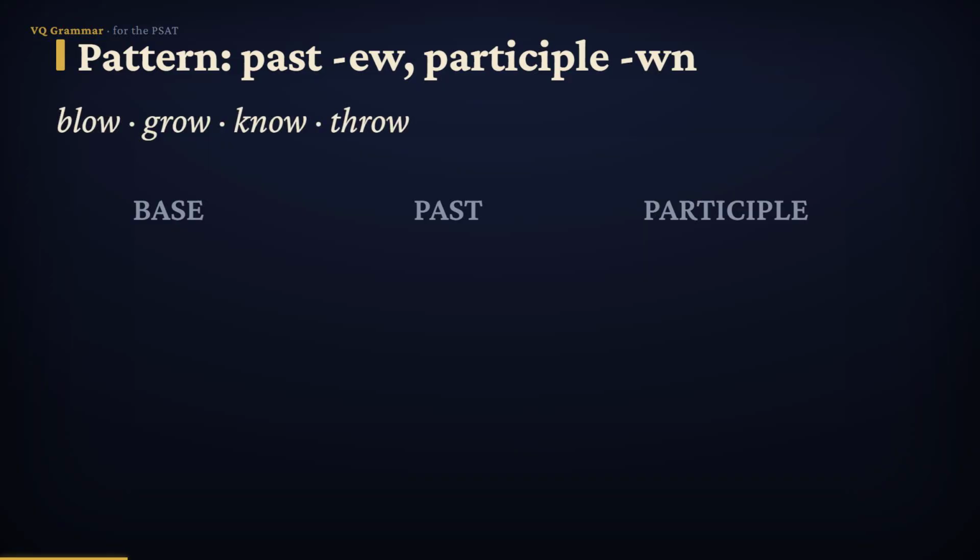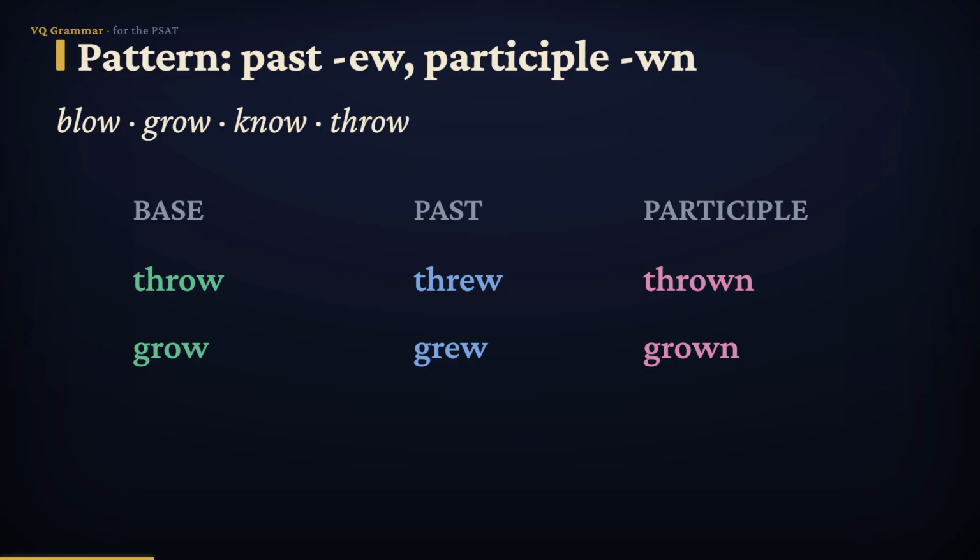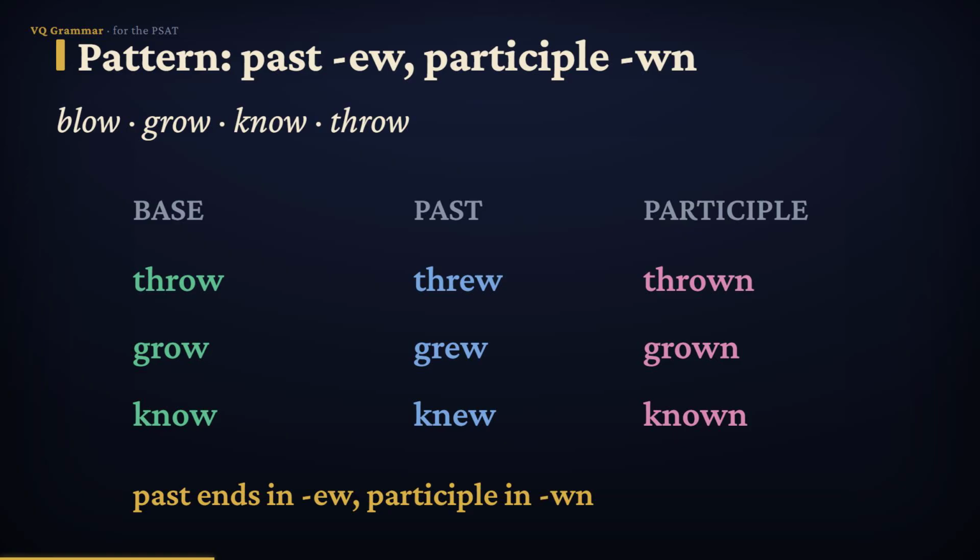Here's the first pattern. The past ends in EW, and the participle ends in WN. Throw, threw, thrown. Grow, grew, grown. Know, knew, known. You'll also see blow, blew, blown, draw, drew, drawn, and fly, flew, flown. Hear that rhythm? The past gets that EW sound, then the participle adds an N. Past in EW, participle in WN.